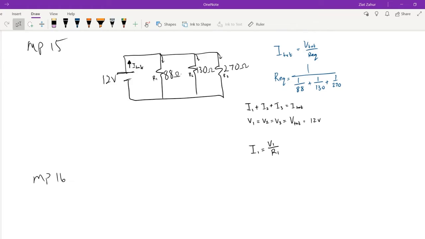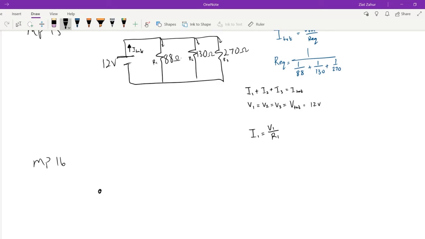Number 16 says a 12-volt battery is connected to terminals A and B in the circuit. Suppose that resistor R is 87. Oh, look, it looks exactly like today's problem.